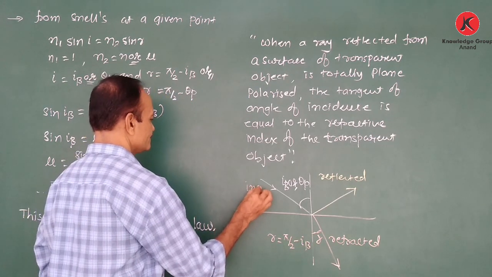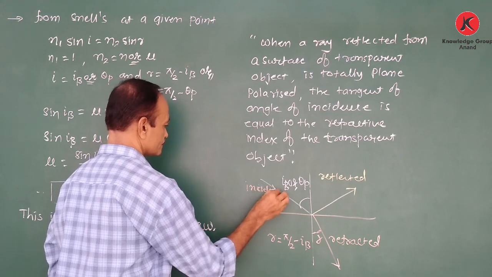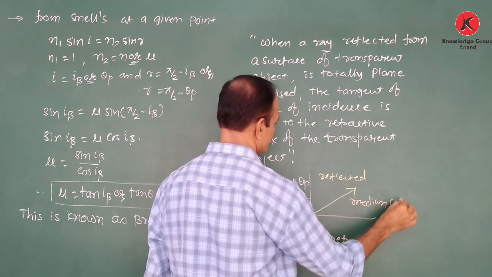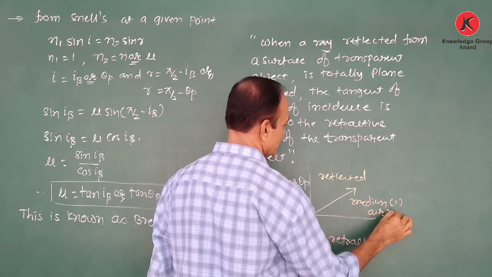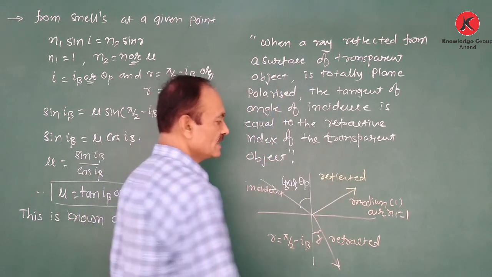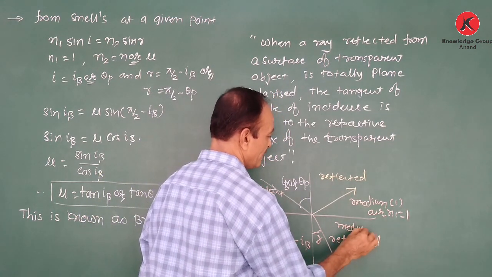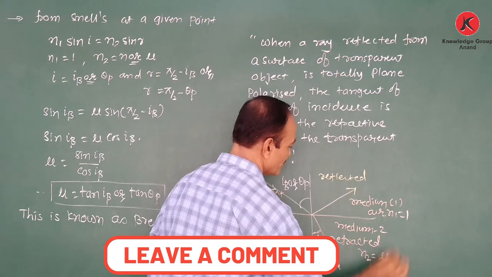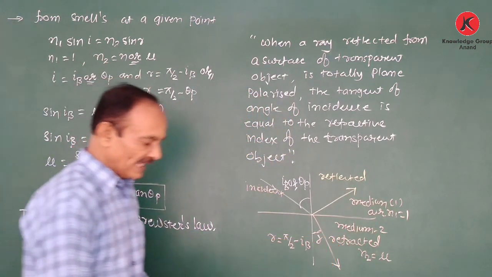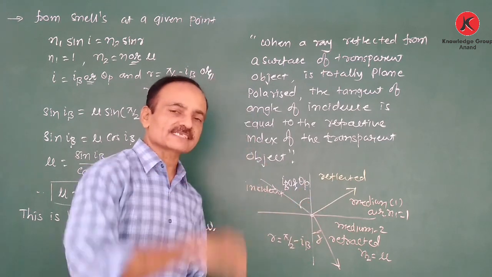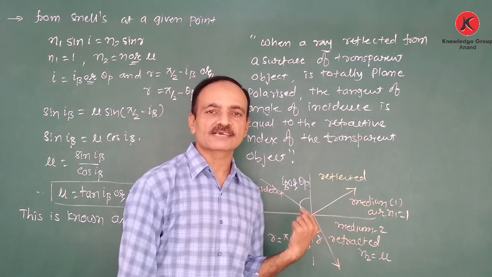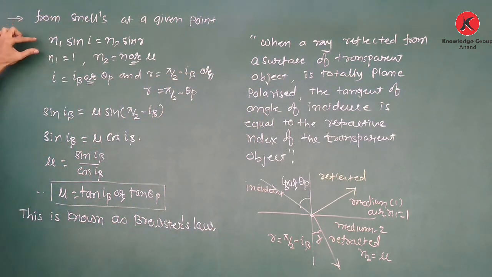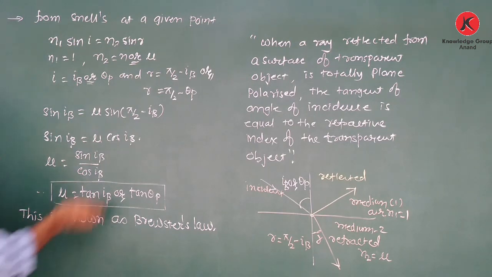That is the incident ray. Medium 1 is air, with refractive index n1 equal to 1. Medium 2 is the transparent medium, and its refractive index n2 is, suppose, mu. We apply Snell's law at this point. What is the equation of Snell's law? n1 sin i is equal to n2 sin r.